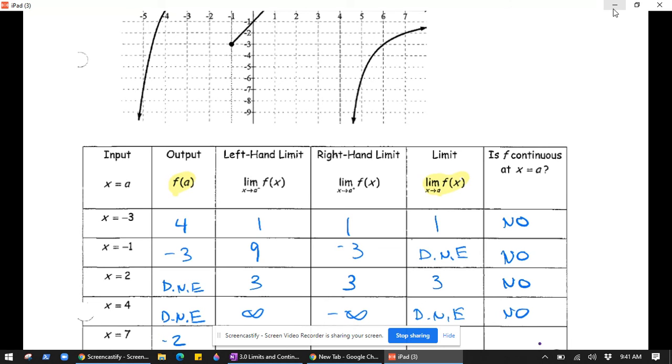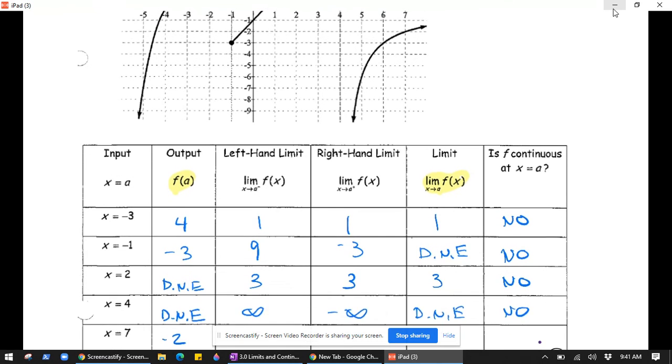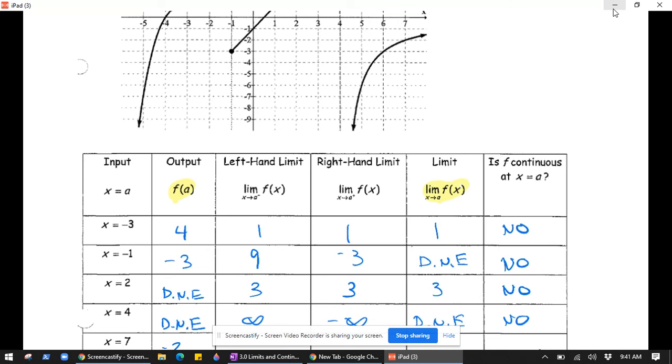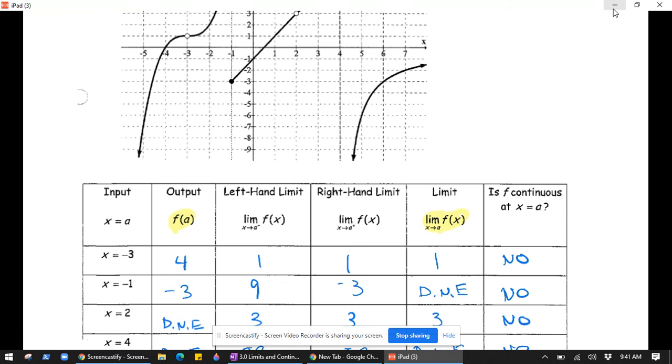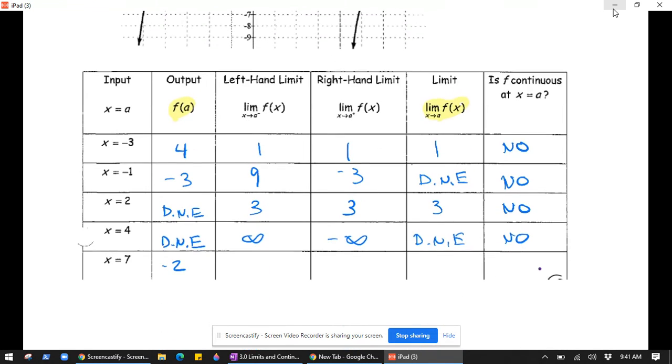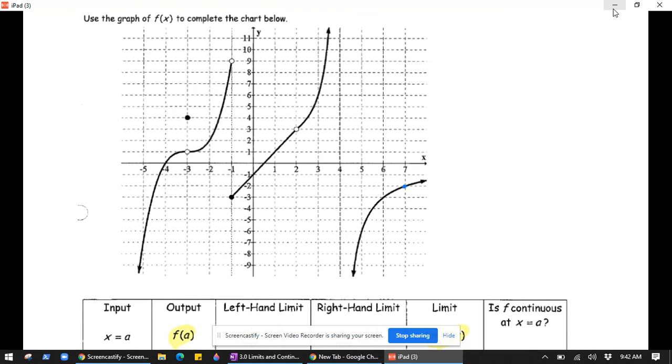So then we arrive at our last situation. This is as x approaches 7. As x approaches 7, the value of the function is, as we saw, negative 2. The limit coming from the left-hand side is negative 2, and from the right-hand side is negative 2. Therefore, the two-sided limit is negative 2. So that was the only place in the graph where our function was continuous.